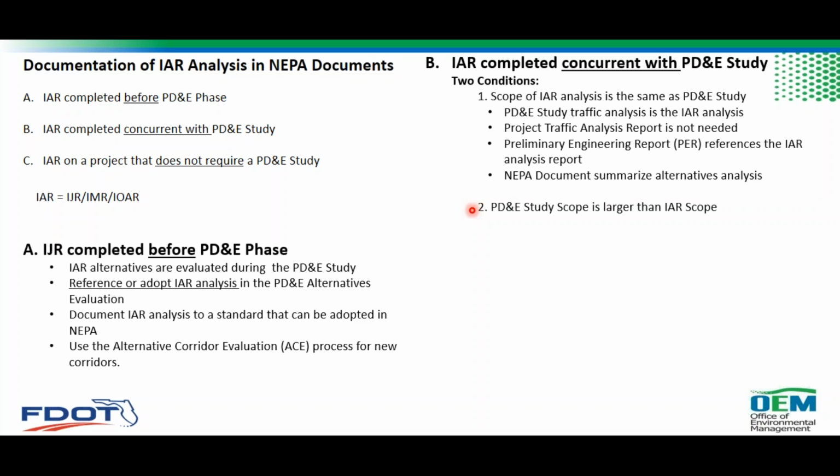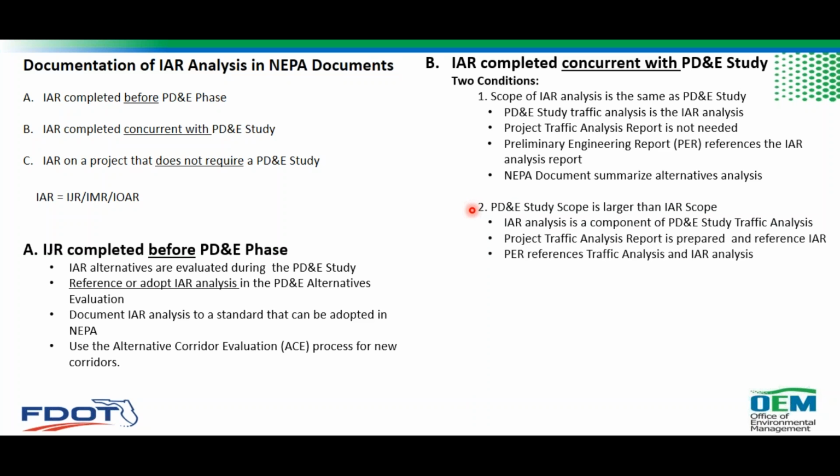For PD&E studies which have a scope larger than the IAR scope, this is a little bit challenging, but the IAR analysis is a component of the PD&E study traffic analysis. It's a component of the traffic study done in the PD&E phase because we don't want to have two different traffic analyses. There will be one traffic analysis done for a project, for a corridor, and then you have to chop out the interchange area of influence and move on to the interchange processes. The project traffic analysis report, which is done during the PD&E study, has to be prepared and should reference the IAR analysis. Again, emphasizing that the traffic volumes, the numbers, should be the same.